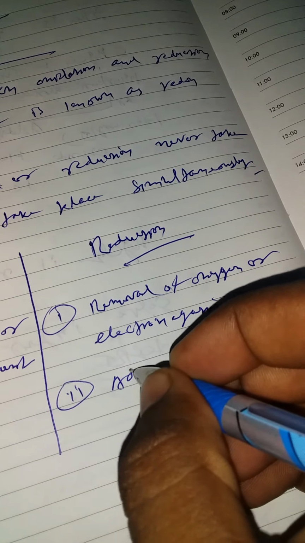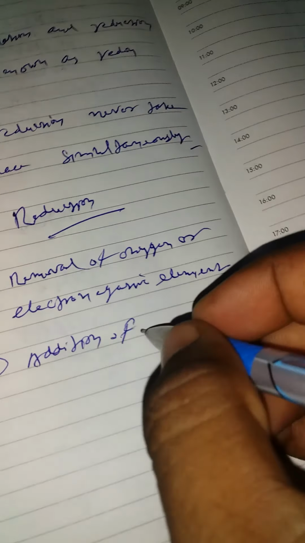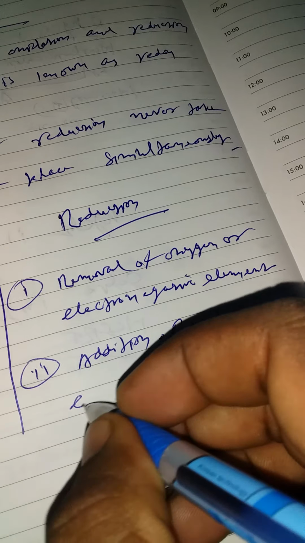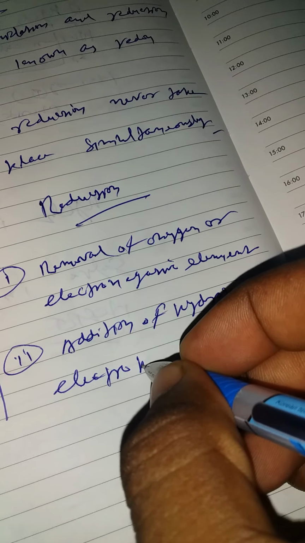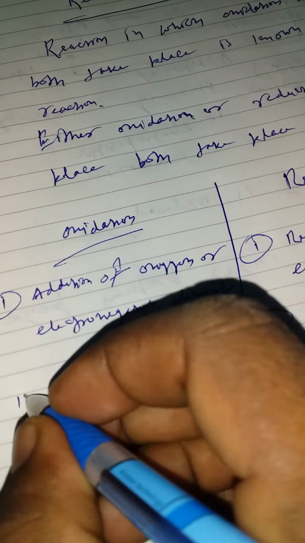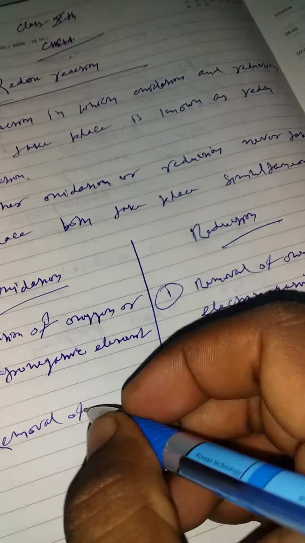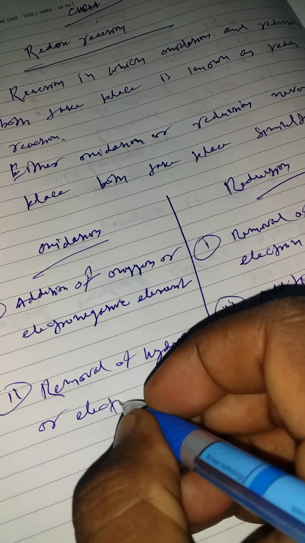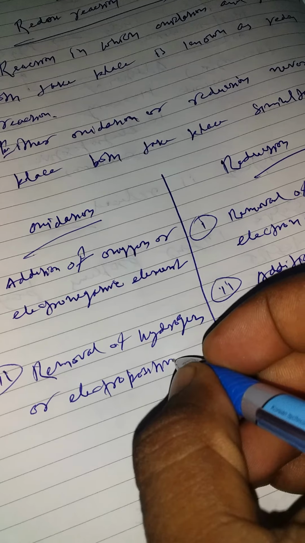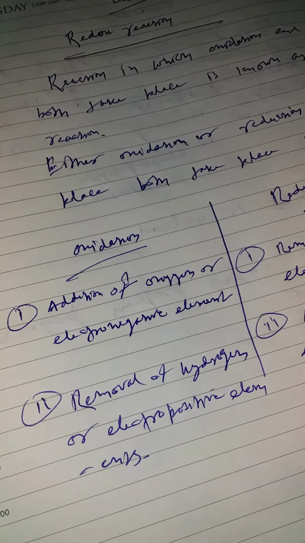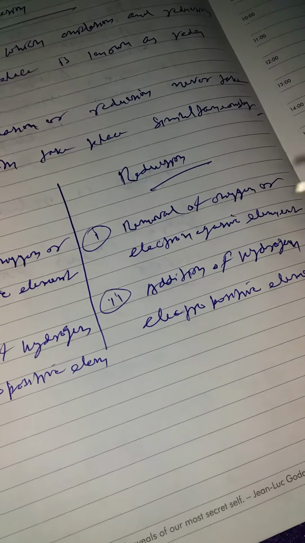We also know that reduction is the addition of hydrogen or addition of an electropositive element, and just in reverse, oxidation is the removal of hydrogen or electropositive elements, which was discussed in the previous lecture by taking different examples.